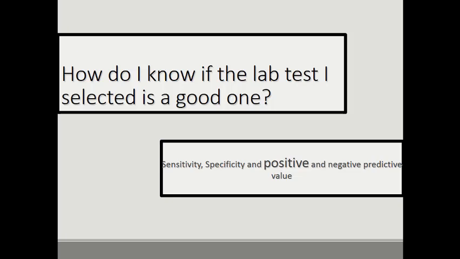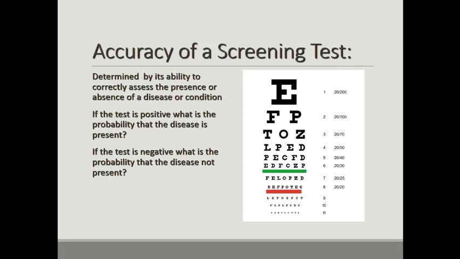You realize that there's actually at least four potential results to most tests, not just positive or negative. There's a true positive or a true negative, and a false positive or a false negative, because either positive or negative results could be an error. We want to make sure we understand the accuracy of a screening test. It's determined by its ability to correctly assess the presence or absence of a disease or condition. If the test is positive, what is the probability that the disease is present? If the test is negative, what is the probability that the disease is not present? Your test status and your disease status are actually two different things.